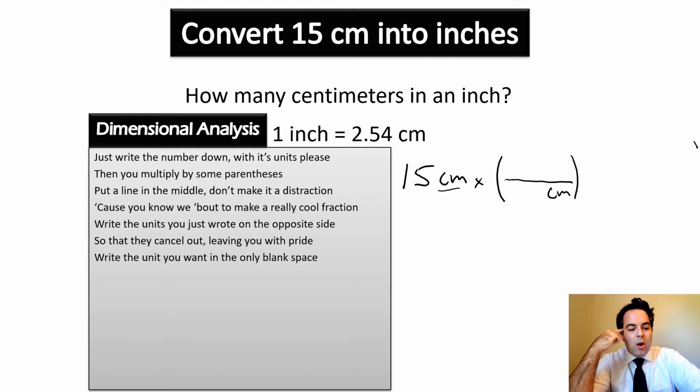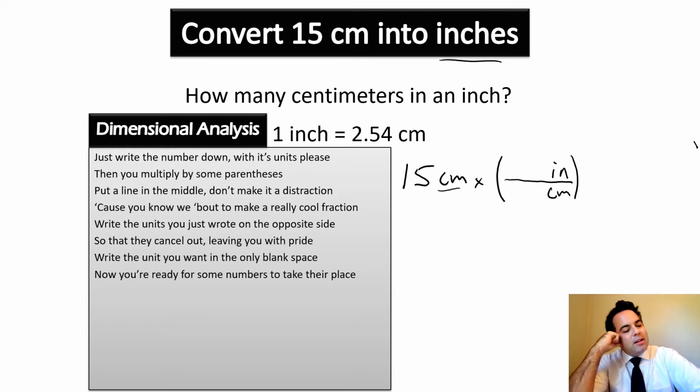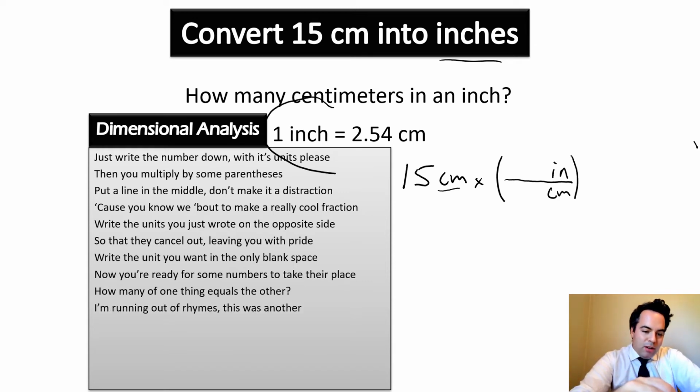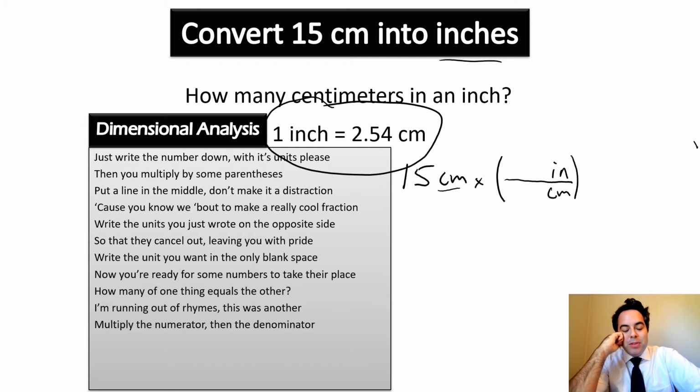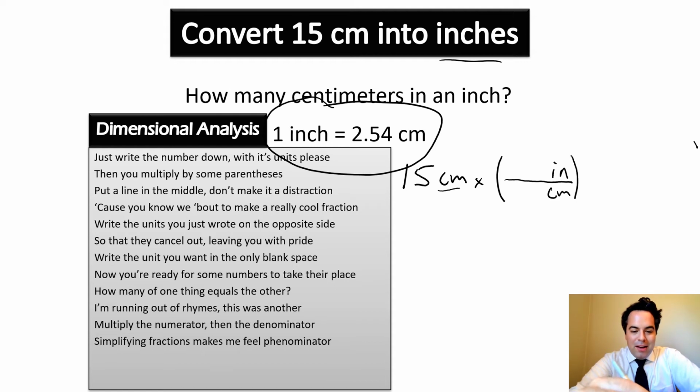Write the unit that you want, we want inches, in the only blank space. Now you're ready for some numbers to take their place. How many of one thing equals the other? I'm running out of rhymes. So we have to plug them in, right? So 1 inch. The reason we put the units in first is because that tells us where to put the numbers. So the inches are on the top, so we put the 1 on top and 2.54 centimeters here. This is the step that eliminates the guesswork as to if I multiply or divide.